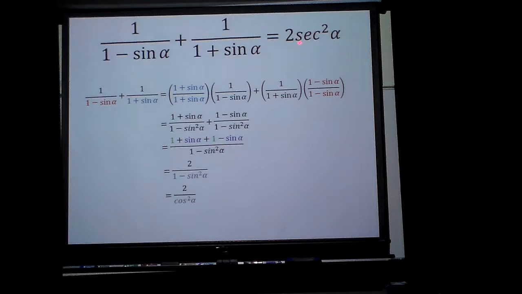I've got to make it into a secant. Now think about it. Cosine is the same thing as what? 1 over secant. And then if I reciprocate that and multiply it, I'm going to end up with, you can't hardly see it right there, but it's 2 secant squared A, which is the actual answer. 2 secant squared A is what you end up with. It is the final part of that particular problem.